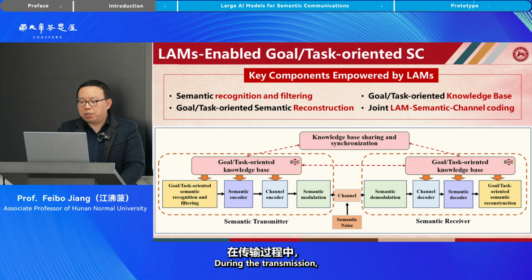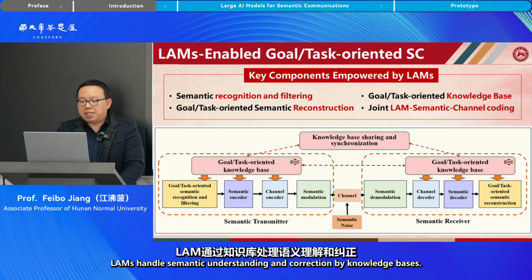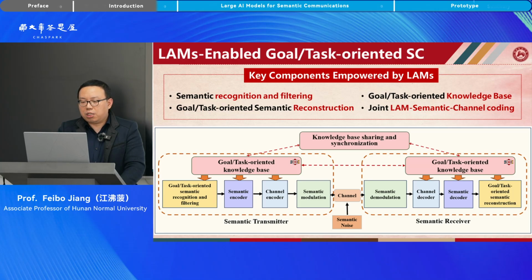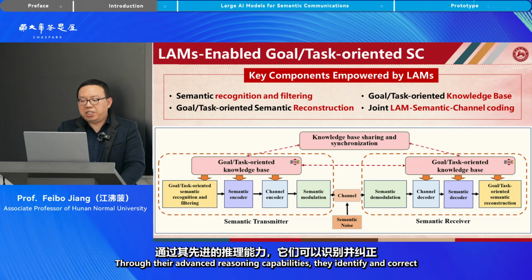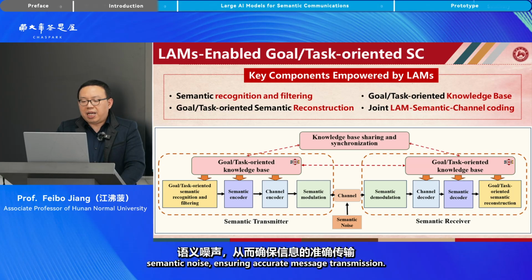During the transmission, NUMs handle semantic understanding and correction by knowledge bases. Through their advanced reasoning capabilities, they identify and correct semantic noise, ensuring accurate message transmission.